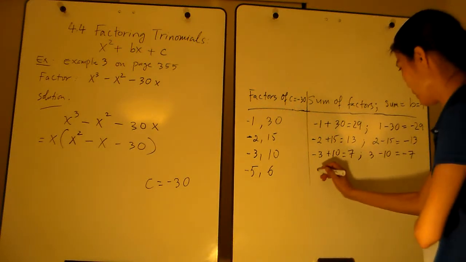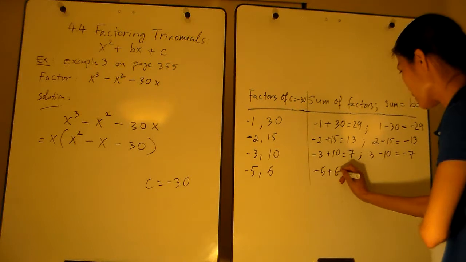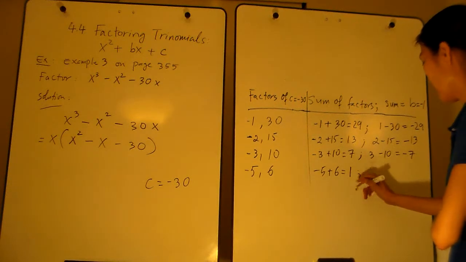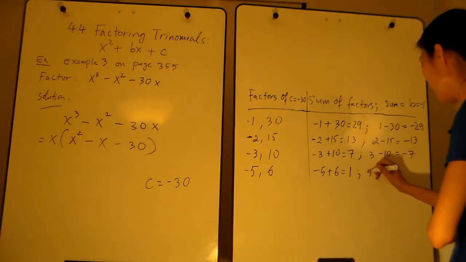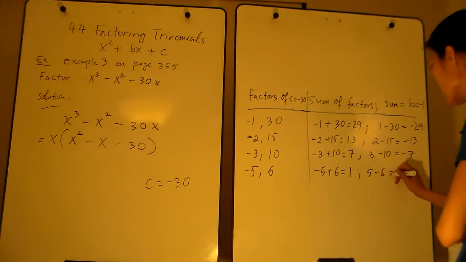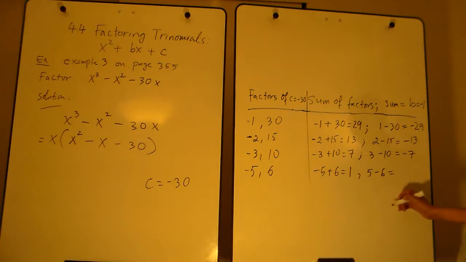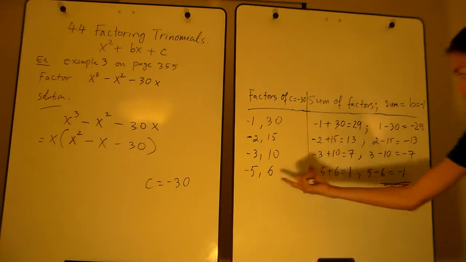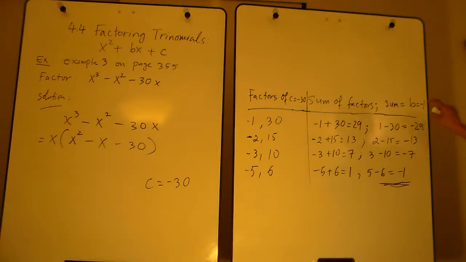How about here? Negative 5 plus 6 is 1. And then the other side: 5 is positive, subtract 6, this time 6 is negative. We get negative 1. Which one is that? Is this the same as the value of b? No, this is 1. This is negative 1. How about this one? Yes, this is the one. This is the one where, when you take the sum of the two factors, you get the value of b, which is negative 1.